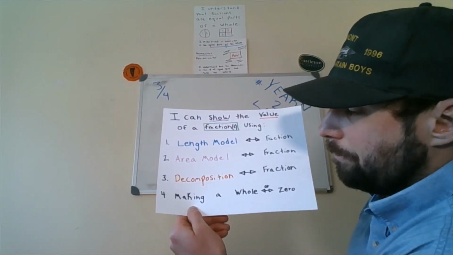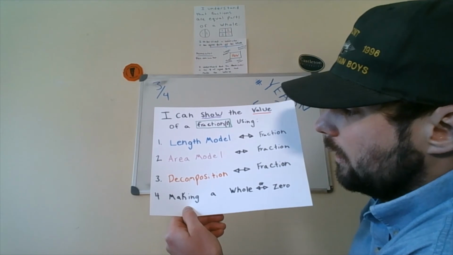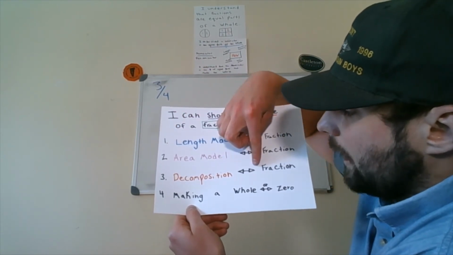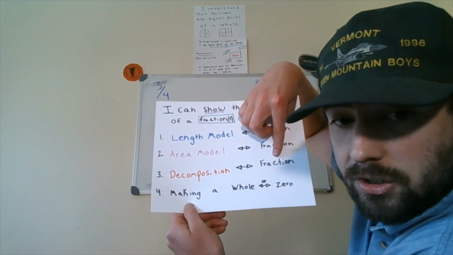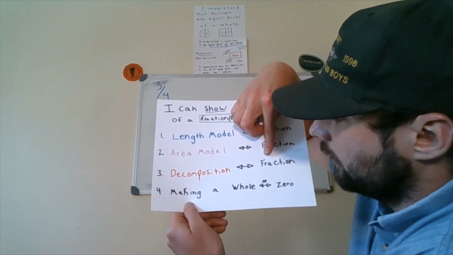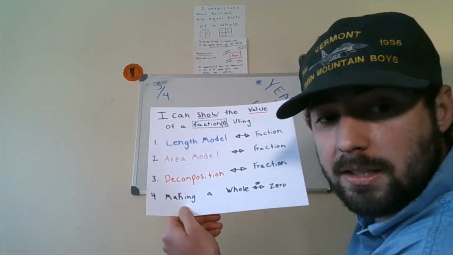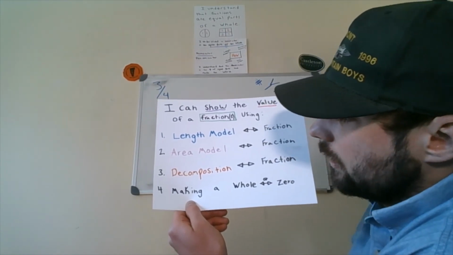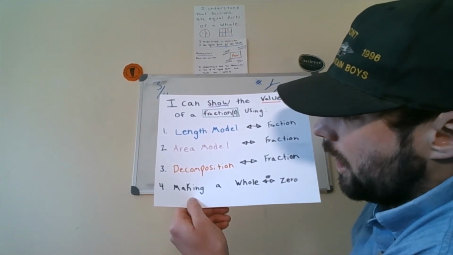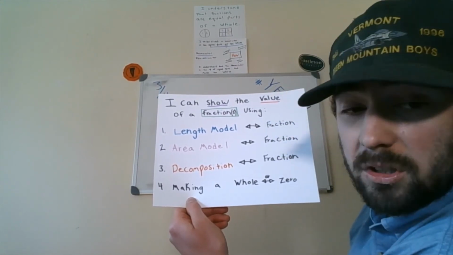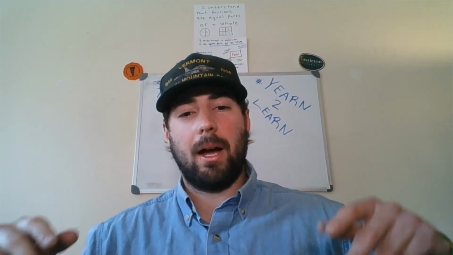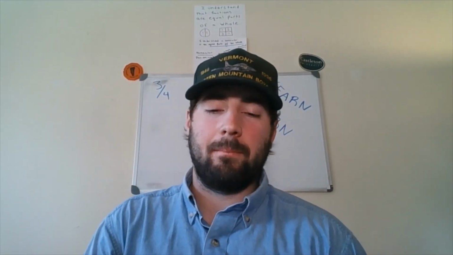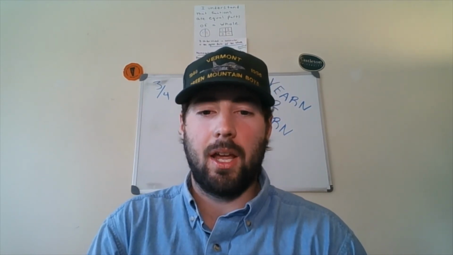3, decomposing those fractions once again, taking a look at decomposition of a fraction, so starting with a decomposition expression, and then figuring out what that fraction is, or taking that fraction and then decomposing that into its parts. And lastly, number 4, what we'll be continuing working on is making a whole or zero starting with a fraction. All right, young Padawans, so today I hope I can use my force to help you learn and build a better understanding of fractions and their value.